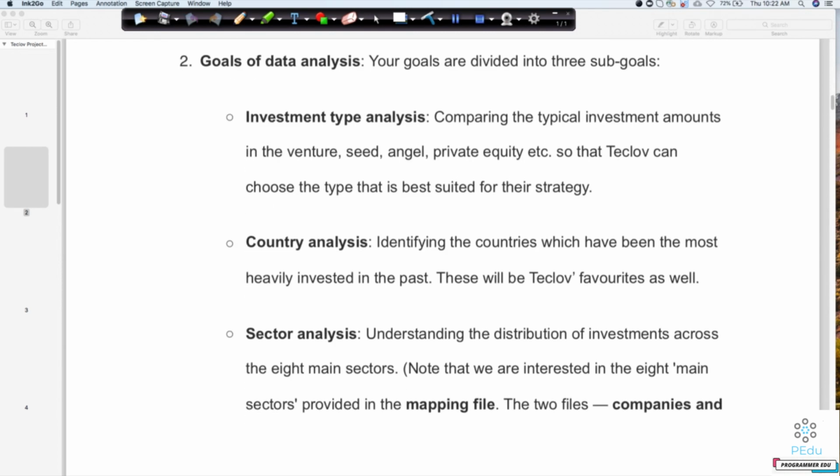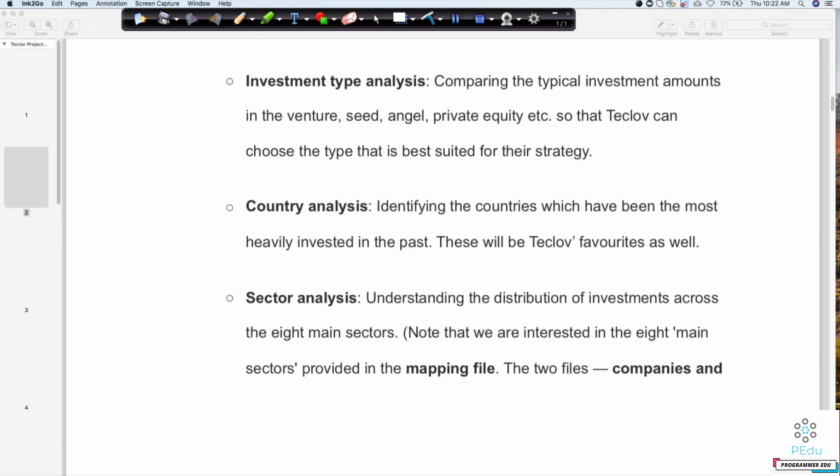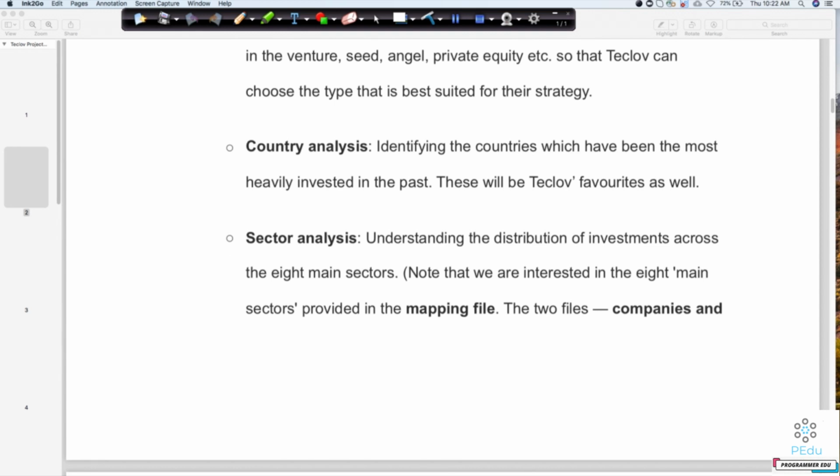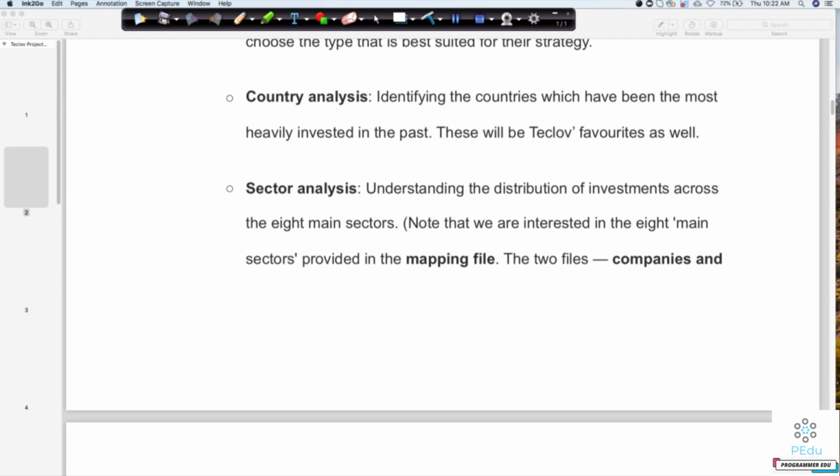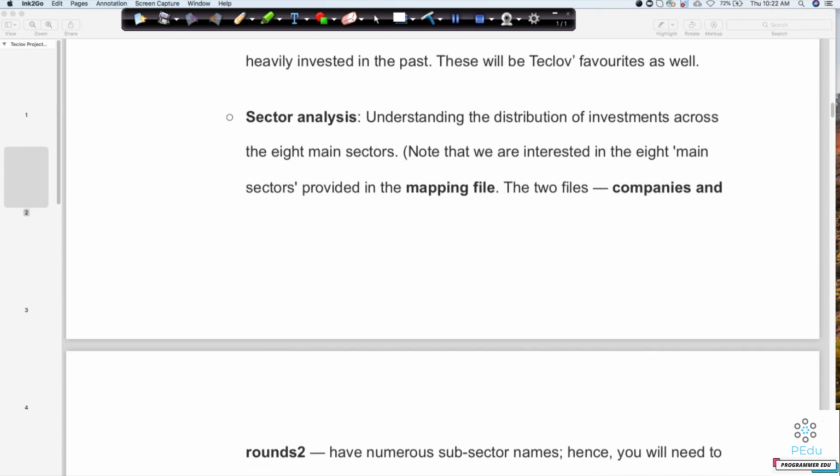Second is country analysis, that is identifying the country which has been the most heavily invested in the past. These will be the Teclov favorite as well. And the third one is sector analysis, understanding the distribution of investments across the 8 main sectors. Note that we are interested in 8 main sectors provided in the mapping file.